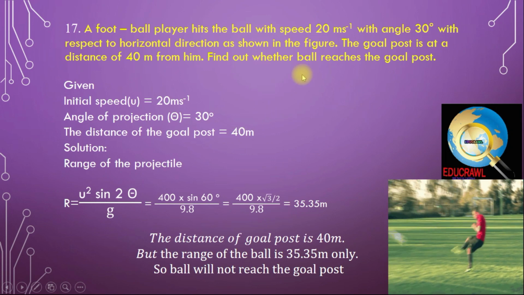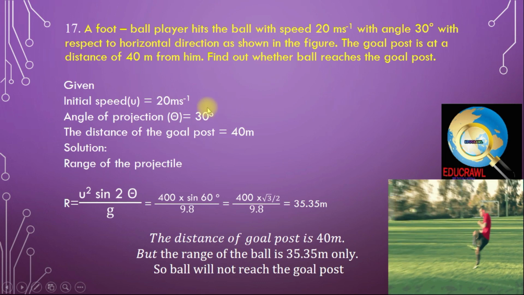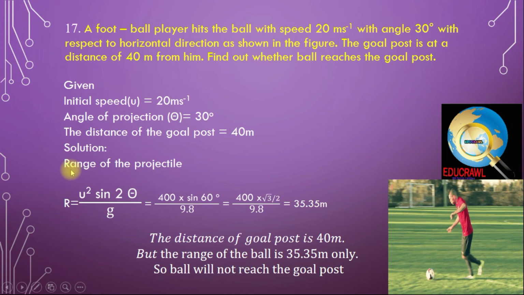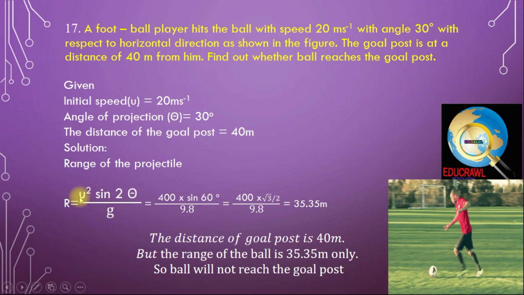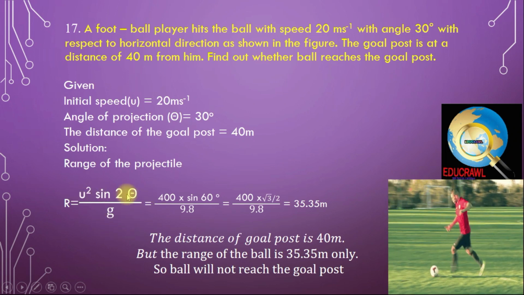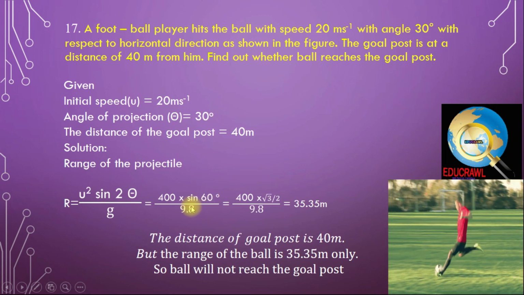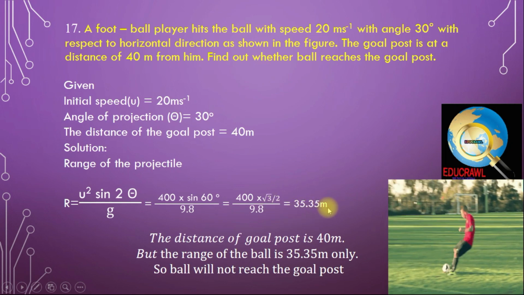So we have to find the range. The range will give you the exact distance covered by the ball. So we know the expression for range as range is equal to u squared sine 2 theta by g. Here the speed value is given as 20. So 20 squared it will be 400. Theta value is given as 30. So sine 2 theta, that is 2 into 30, will be 60. And g value you know that it is 9.8. Substituting and simplifying we get the range answer as 35.35 meter.